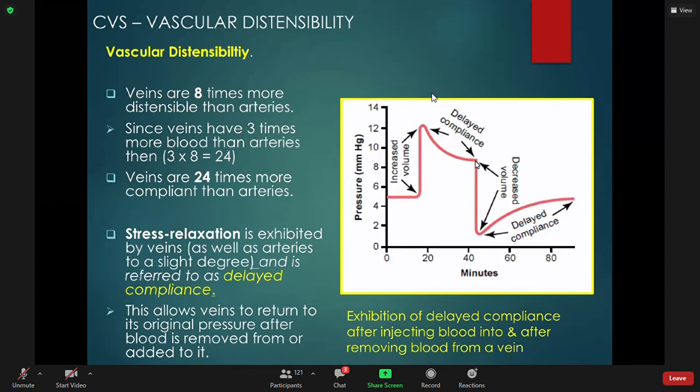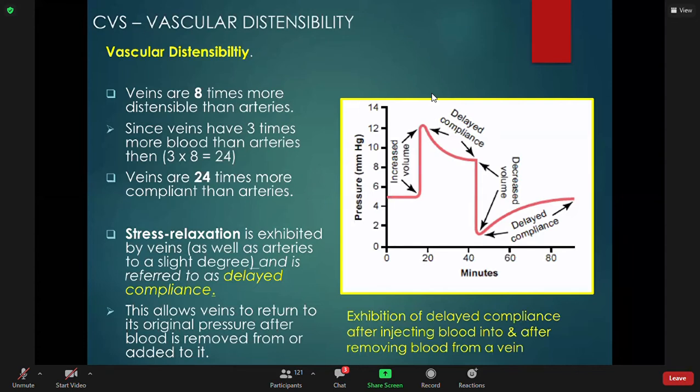Now, say for example, if you removed the volume of blood na transfuse mo, there will be a sudden drop of volume as well as a sudden drop of pressure. Okay? Over a period of few minutes, the smooth muscle will contract again, the vessel will vasoconstrict, and somehow the pressure will rise again. This is reverse delayed compliance.